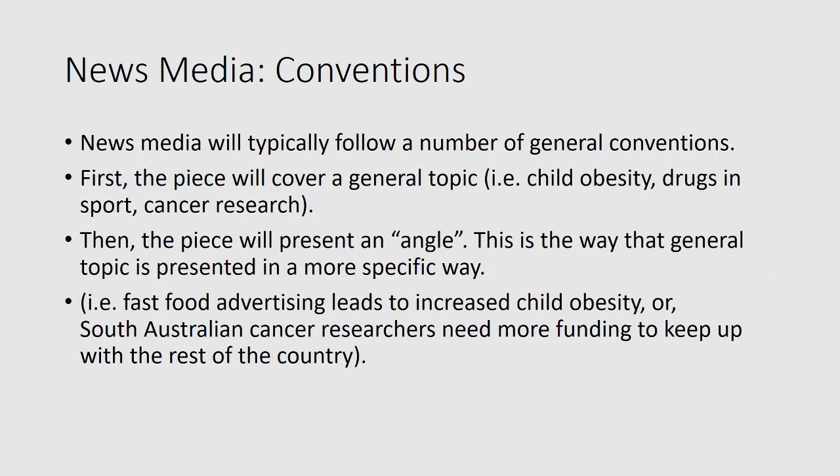News media will typically follow a number of general conventions. First, the piece will cover a general topic. This might be child obesity, drugs in sport, cancer research. But then the piece will present a specific angle. This is the way that general topic is presented in a more specific way.